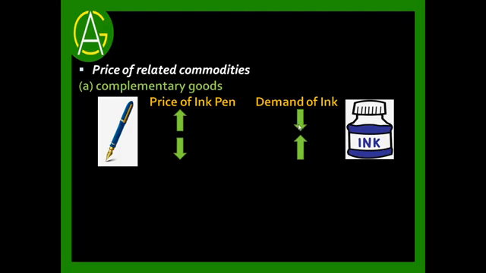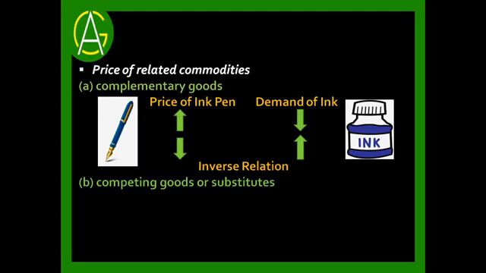So the two variables are moving in the opposite direction. It means that there is inverse relation. So we can conclude that price and demand of complementary goods will always have an inverse relationship. Once again, the price and demand of complementary goods will have inverse relationship.